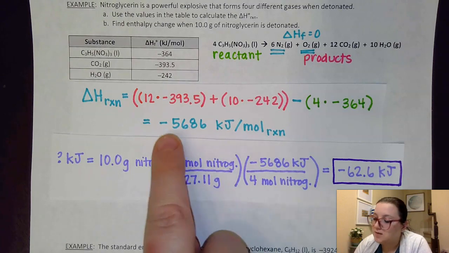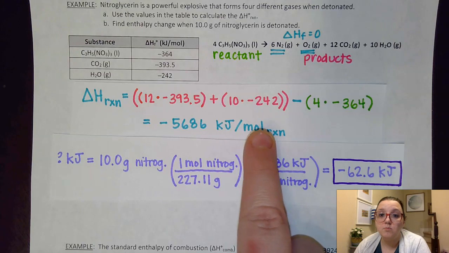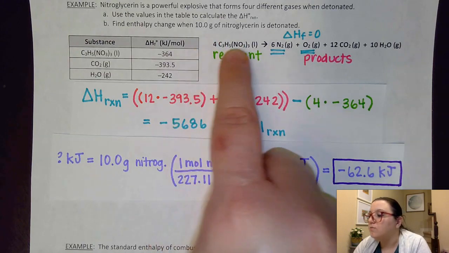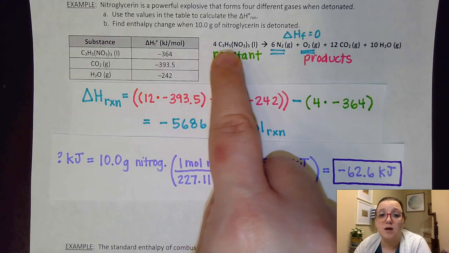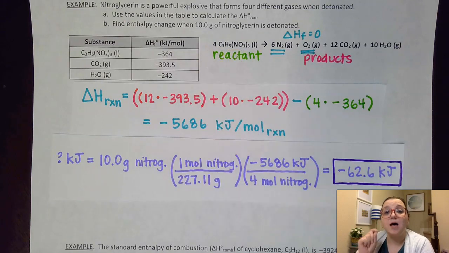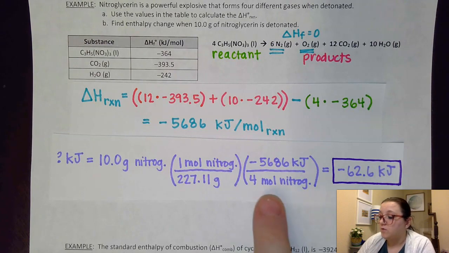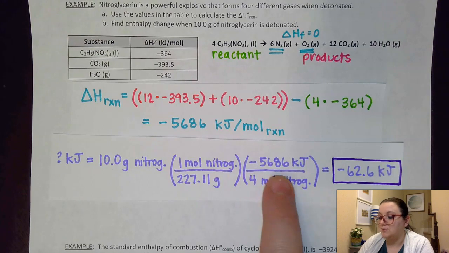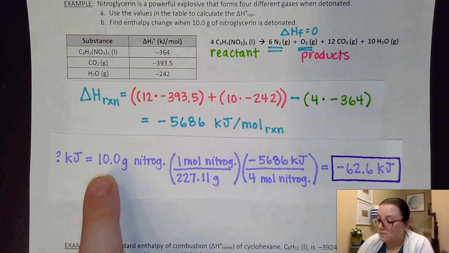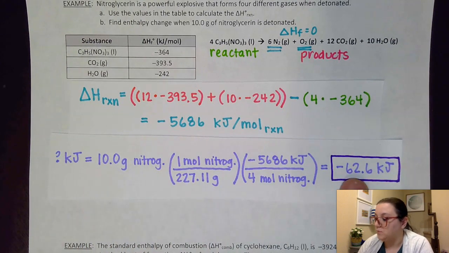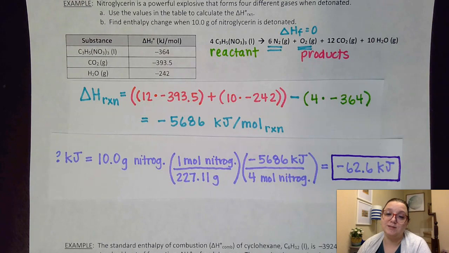Well, I know that this number of kilojoules here is for every 1 mole of the reaction. And I see for every 1 mole of this reaction that I have specifically 4 moles of nitroglycerin in it. So that means I can set an equality up that for every 4 moles of nitroglycerin, that would release that 5,686 kilojoules. And so therefore, I could figure out that for every 10 grams of nitroglycerin reacting, I would release 62.6 kilojoules.